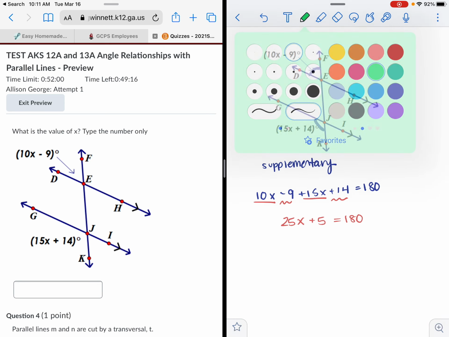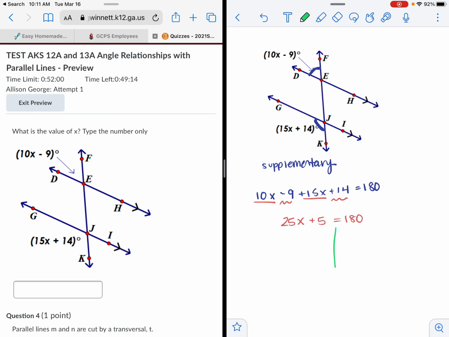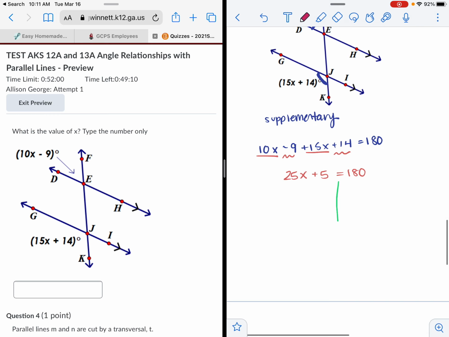Now that we have simplified, we're ready to solve. I'm going to draw the line for my equal sign and start moving things across the equal sign. And so the first thing I want to do is I'm trying to get x by itself. I want to subtract 5 from both sides. So I get 25x, 5 minus 5 is 0, equals 180 minus 5 is 175.